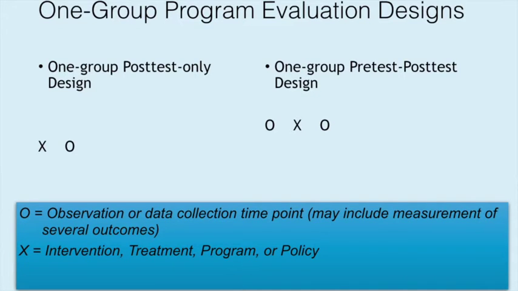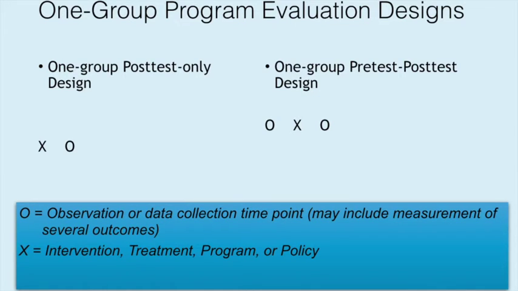So the types of program evaluation, we might just have one group that we're looking at. So maybe we have one group and we're only measuring them after their intervention. So we do the intervention, maybe we have a health fair, and then we're measuring their knowledge on a topic based on their attendance at that health fair. That would be a one group post-test only design.